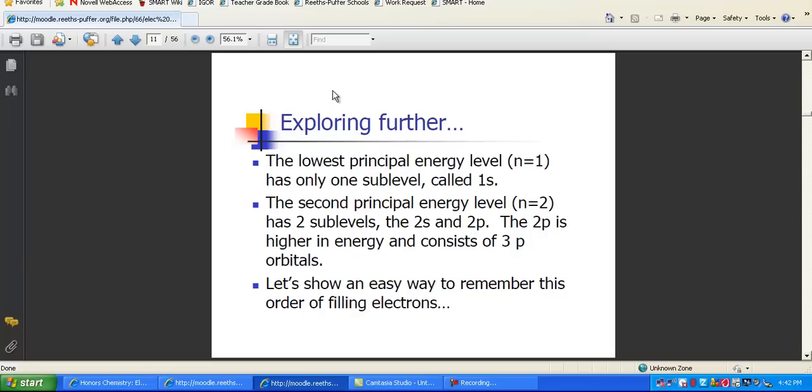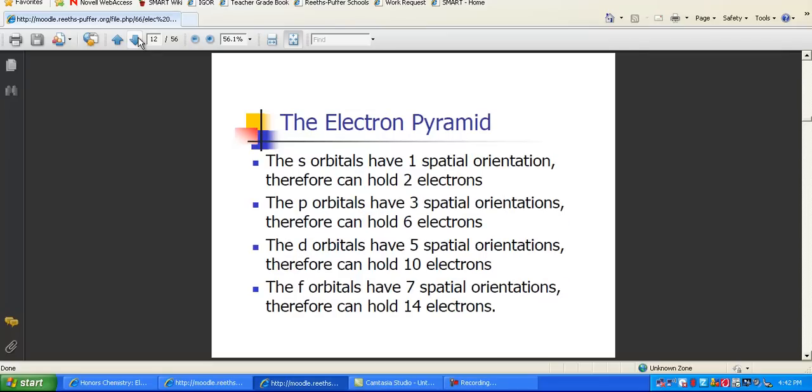Let's show an easy way to remember the order of filling electrons. We call this the electron pyramid. This is fill in the blanks there on page 3. The s orbitals with one spatial orientation. Each one of those orbitals, each little diagram that you drew, can hold at most up to 2 electrons. Then it's full. The p orbitals have 3 spatial orientations. Each one of those orientations can hold up to 2 electrons before they're filled, giving us a total of 6. The d orbitals with 5 spatial orientations can hold up to 10 electrons, 2 in each one of these spatial orientations. Since there were 7 spatial orientations for the f, they can hold up to 14 electrons.